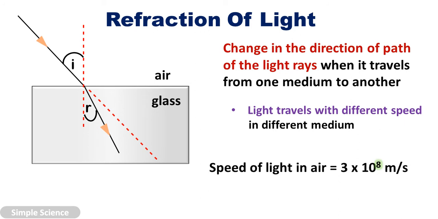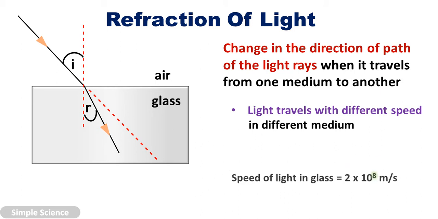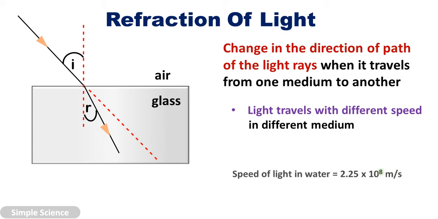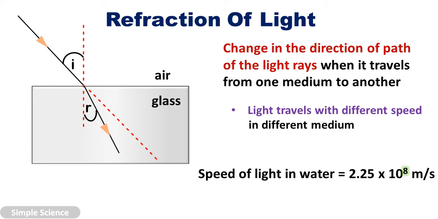You know that the speed of light in air is 3 × 10^8 meter per second. But is it the same for all the mediums? No. In glass, the speed of light is 2 × 10^8 meter per second. And in water, the speed of light is 2.25 × 10^8 meter per second. So due to this difference in speed, it changes its direction. This is the cause of refraction. Change in direction of path of the light ray is refraction. Why does it happen? Because the speed of light is different in different mediums.